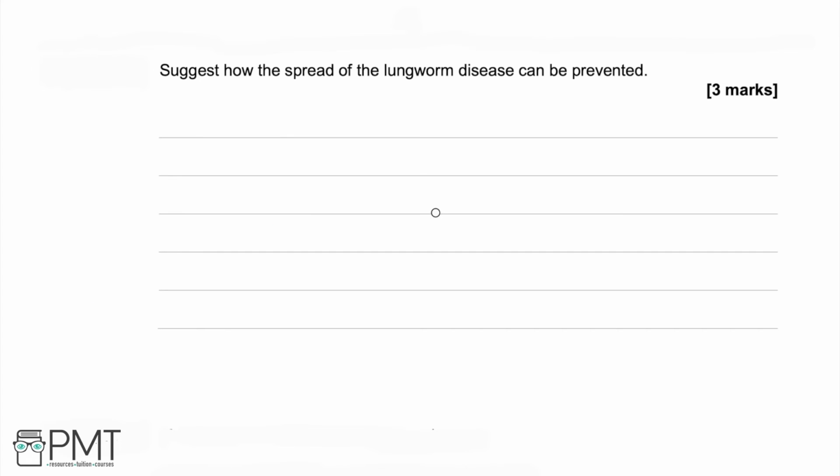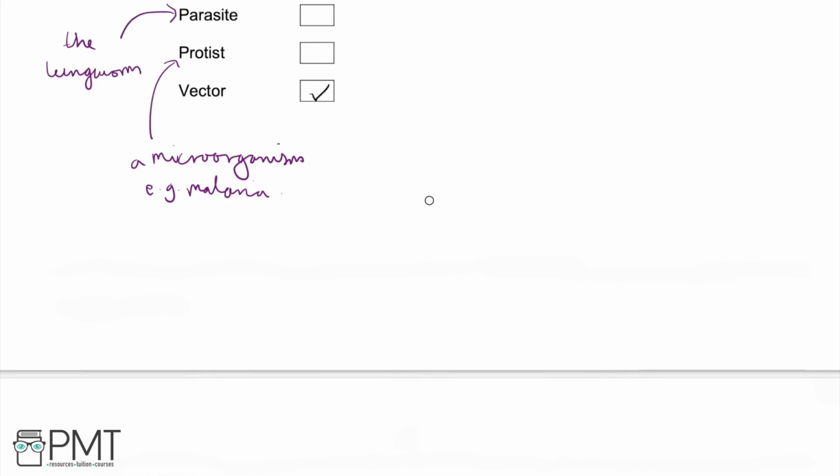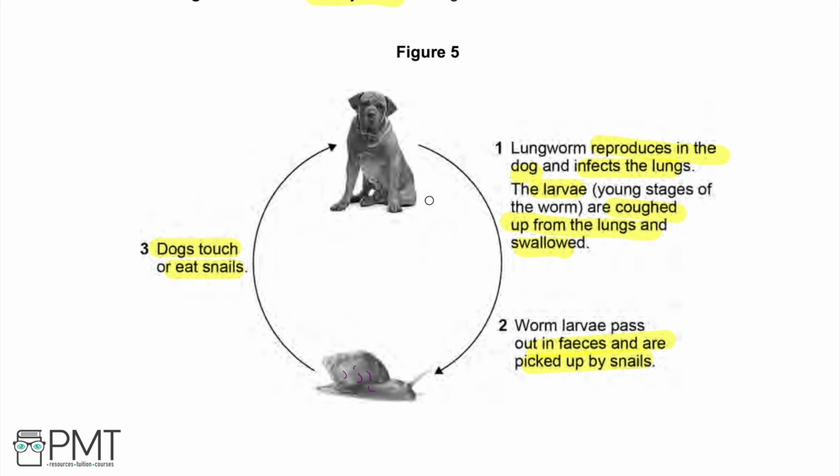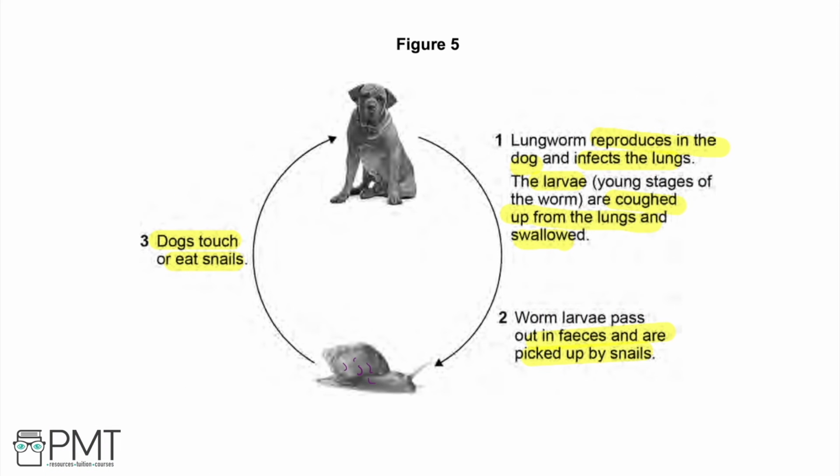So just how can the spread of the lungworm disease be prevented? Well, let's have a look back at the life cycle. Now, to prevent the disease, we need to disrupt one part of the life cycle. To survive, the lungworm must repeatedly go through all stages of the life cycle. And during this process, it infects both dogs and snails. Therefore, by stopping one part of the life cycle, we will essentially be killing the lungworm in the long term, and also preventing their transmission into the dogs and snails.